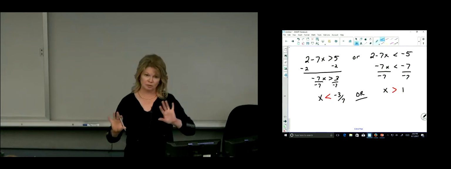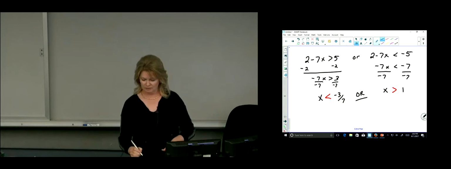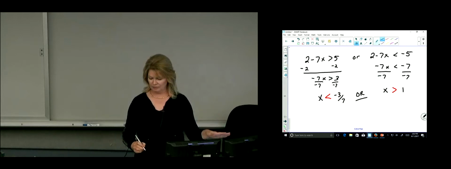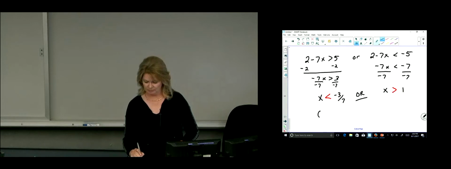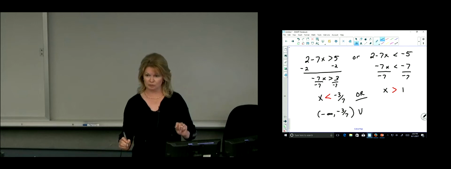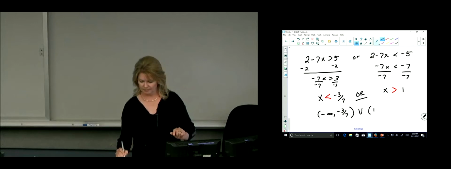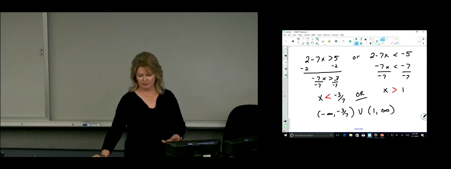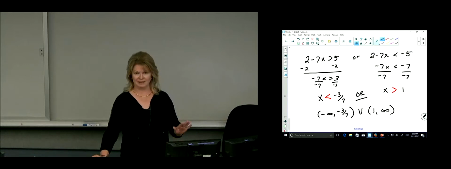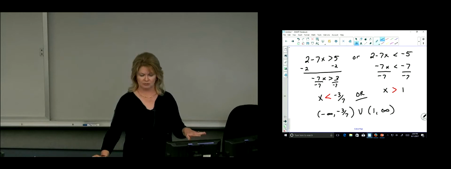So you have two intervals. You have everything to the left of a negative 3/7 and everything to the right of a positive 1. And it's parentheses because the inequality did not have the equals to. And make sure that when you put it in this order, you have the part that has the negative infinity first and the part that has positive infinity second.